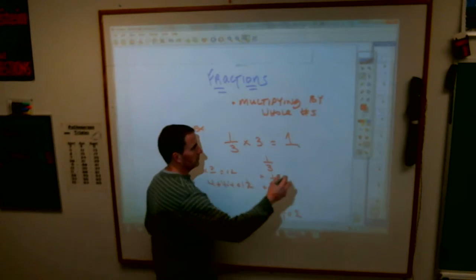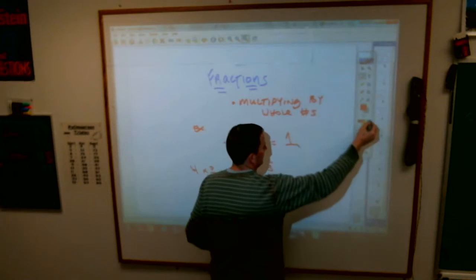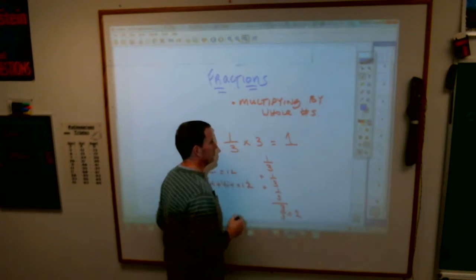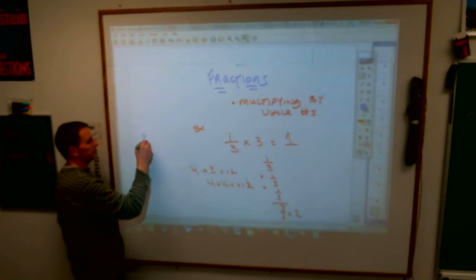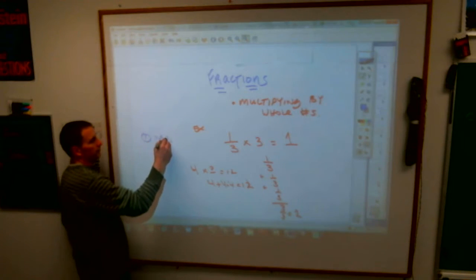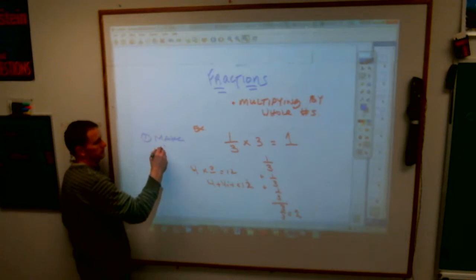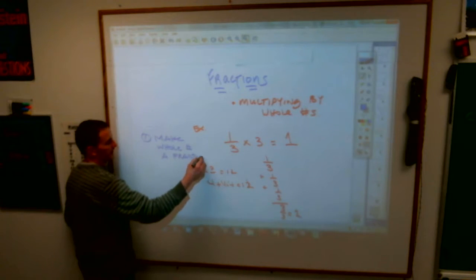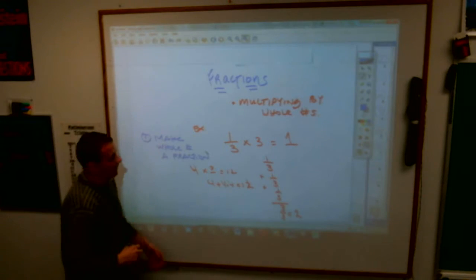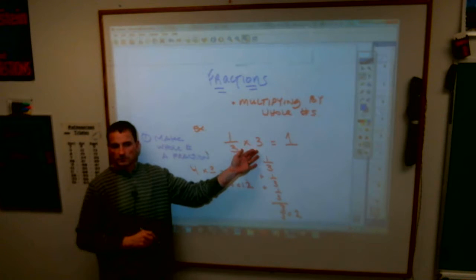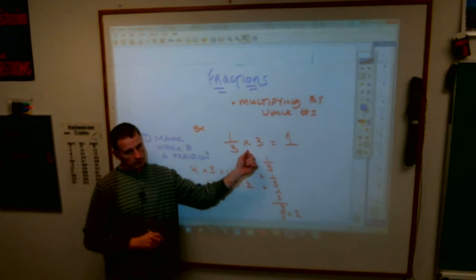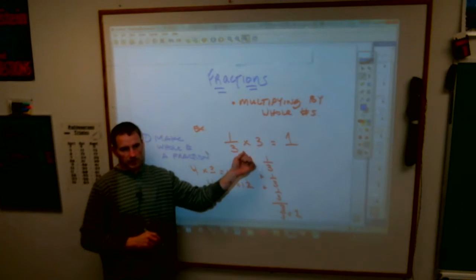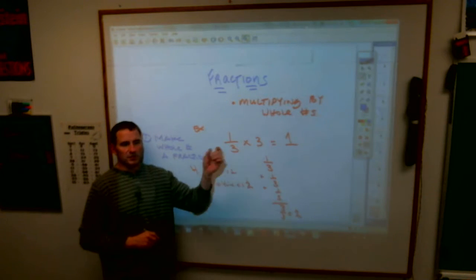So, here is what you need to do. Step number 1, when you multiply by a whole number, is make the whole number a fraction. Make the whole number a fraction. How do I make any whole number a fraction? How do I make 3 a fraction? I got 3 people. Chase, how do I make the number 3 a fraction?